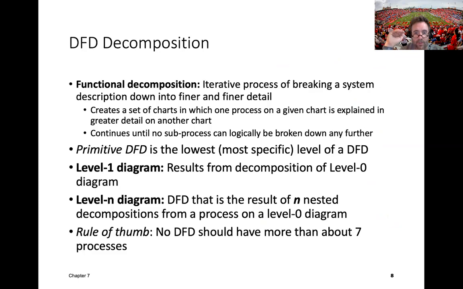Okay, so level 1 diagram results from decomposition of level 0 diagram, level 2 from level 1, level 3 from level 2, and so on and so forth. And level n, therefore, is the data flow diagram that's a result of n nested decompositions from a process on a level 0 diagram. Typically, we get down to about, rule of thumb, 7 processes there or thereabouts.